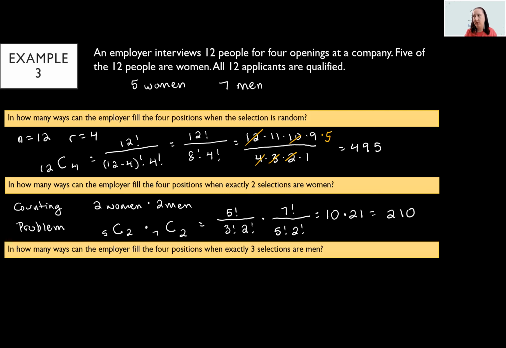So if the employer wants to make sure that they're doing 2 women, 2 men, so that they have exactly 2 women, there are 210 ways that they can fill those positions.